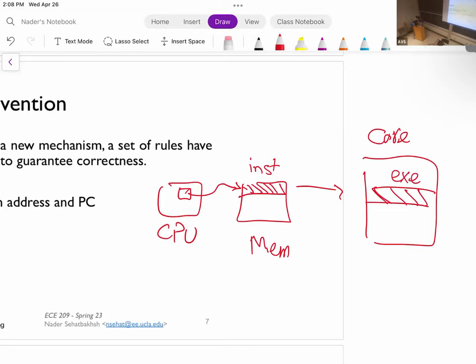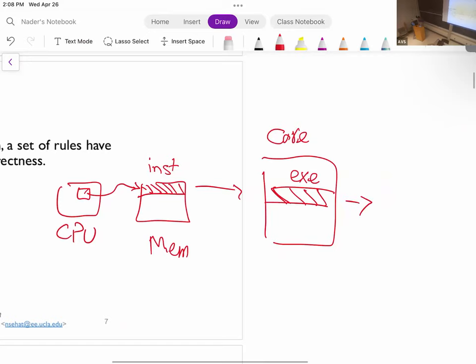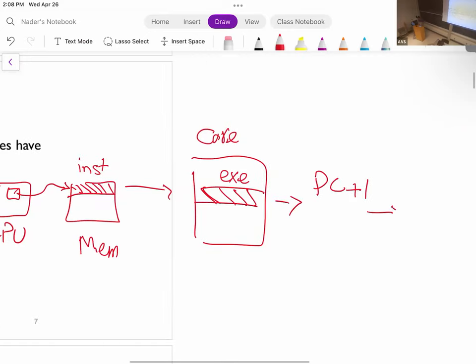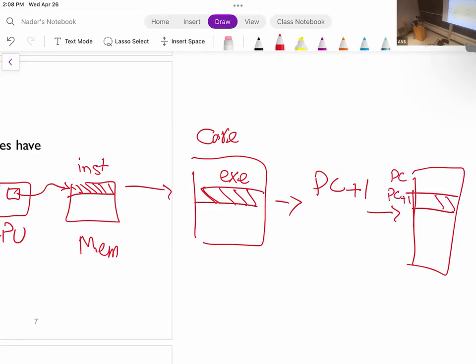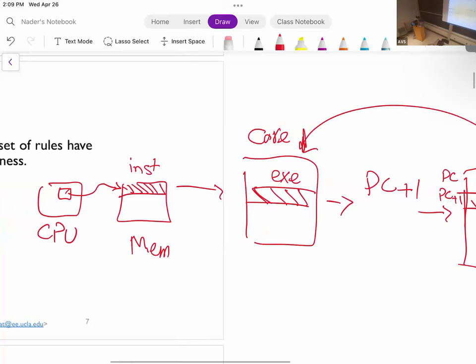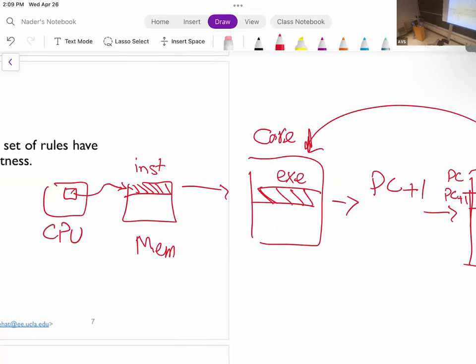And then I'm going to add to PC the next value, PC plus one, go back to the memory, bring the next line. For example, if this was PC, this is PC plus one. I'm going to bring this back into my core, and the story continues. So we're just creating a loop of reading one instruction, executing it, reading the next instruction, executing it, and so on and so forth. What happens with something like this when we have a call?